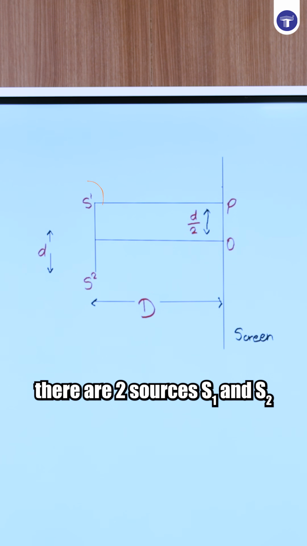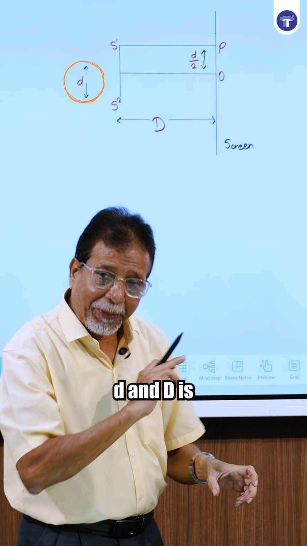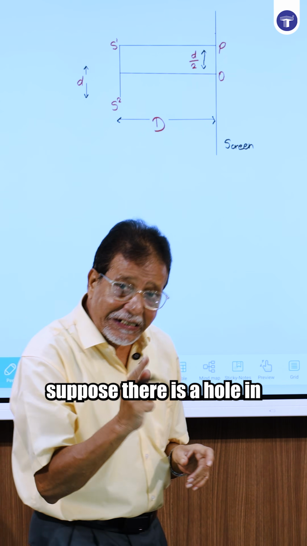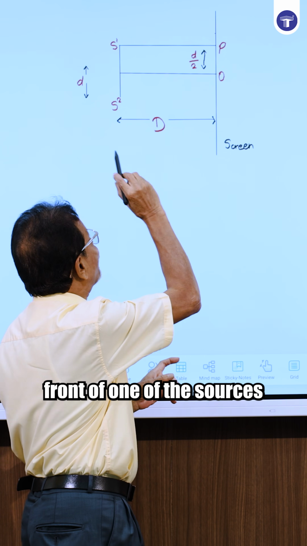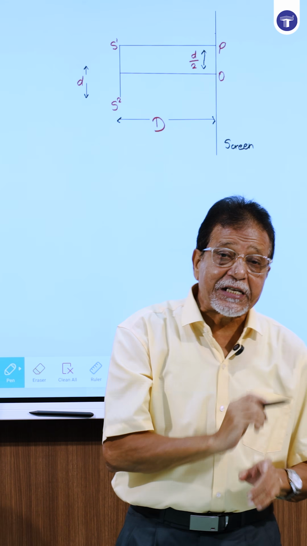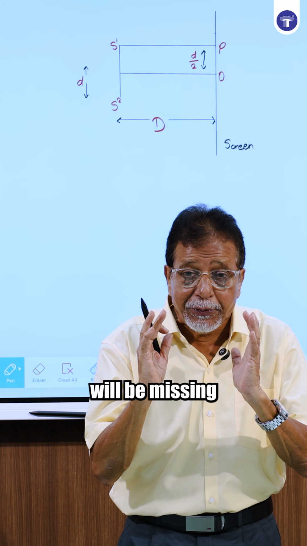There are two sources, S1 and S2, separated by small d, and capital D is the distance between sources and screen. Suppose there is a hole in front of one of the sources. Then due to the hole, some wavelength will be missing. I want to find out which wavelength will be missing.